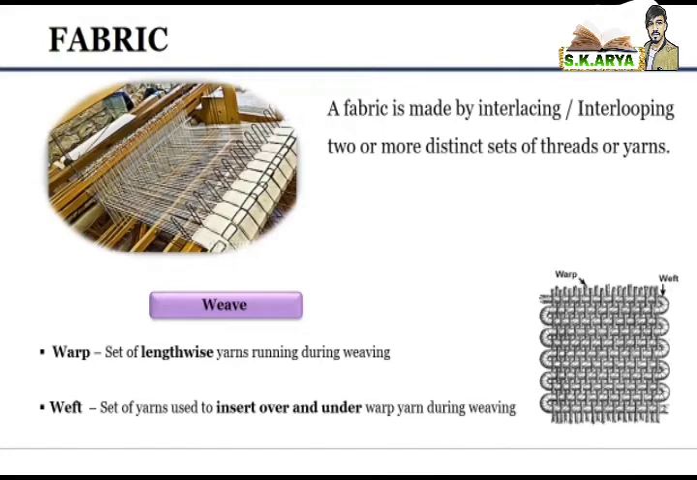Interlacing is a weave where two yarns cross each other by making a warp or weft. Warp is the set of lengthwise yarns running during weaving. Weft is the set of yarns used to insert over and under the warp during weaving. Examples of woven fabric made into garments are shirts, jackets, bedsheets, etc.